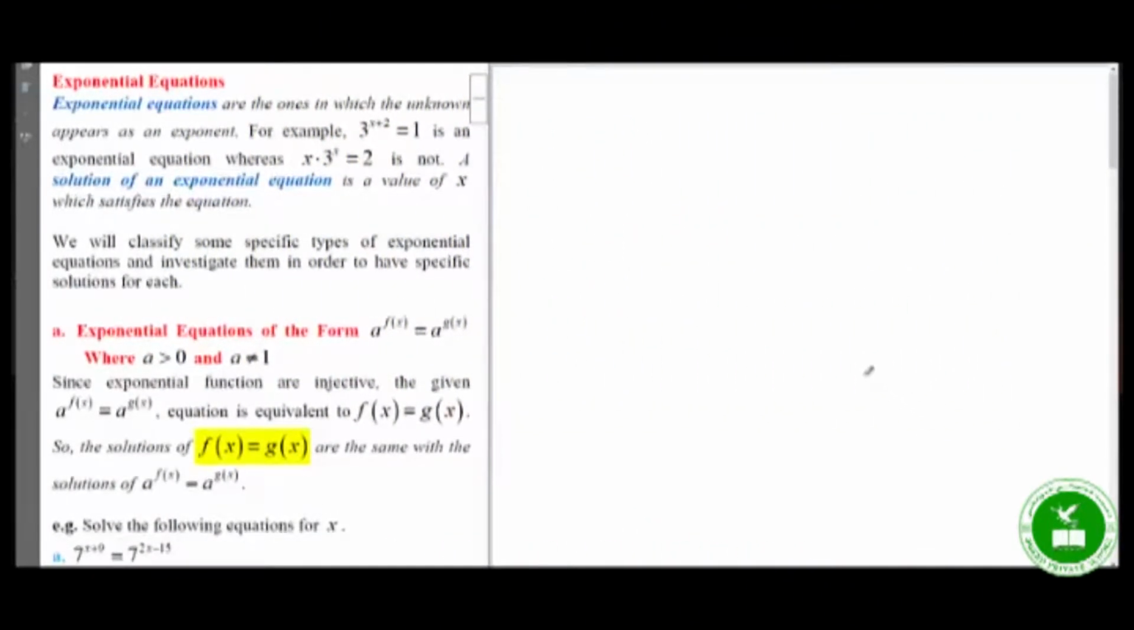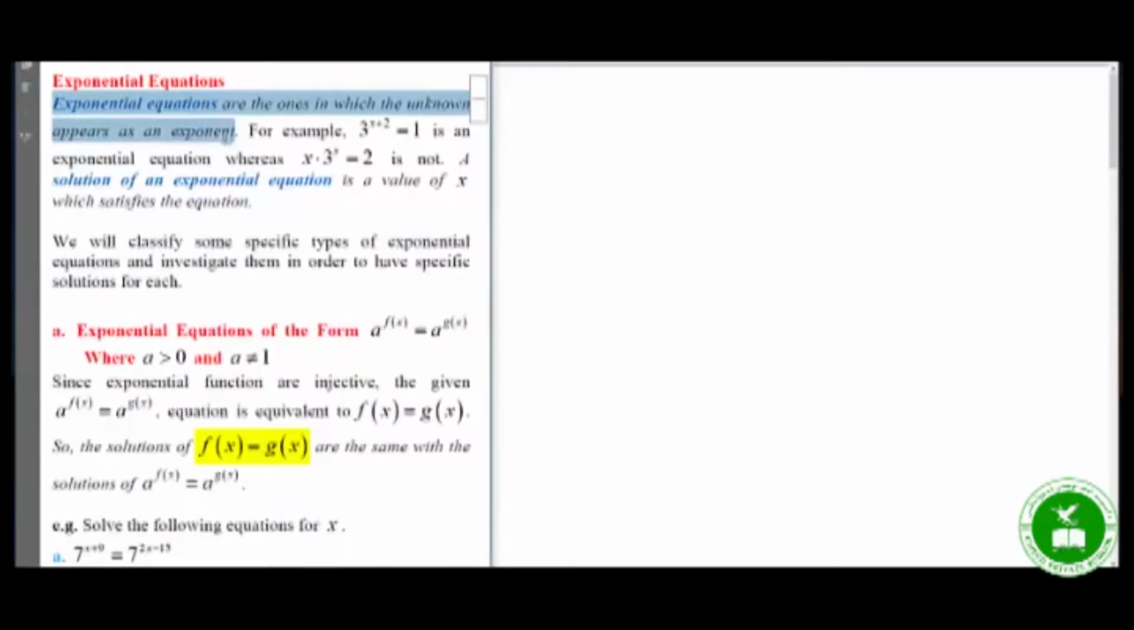Class, today our new lesson is about exponential equations. Exponential equations, as you see the definition on the screen, are the equations in which the unknowns appear as exponents, not as the base. For example, 3 to the power of x plus 2 is equal to 1 is an exponential equation. However, x times 3 to the power of x is equal to 2 is not an exponential equation.